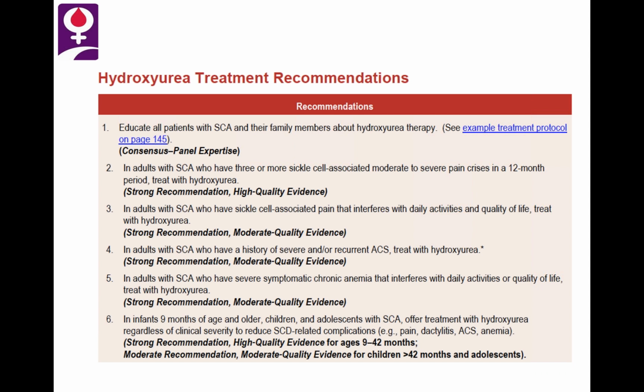The hydroxyurea recommendations in the expert panel report have broadened the indication for hydroxyurea therapy, not just to decrease pain in those that have frequent pain and frequent acute chest syndrome, but to offer hydroxyurea to adults with sickle cell disease who have sickle cell-associated pain that interferes with their daily activities and quality of life. Also, if those individuals have symptomatic chronic anemia, then we should offer hydroxyurea as well. And most importantly, families of infants 9 months of age and older should be offered hydroxyurea therapy, thereby broadening the eligibility criteria for hydroxyurea use in individuals with sickle cell disease.